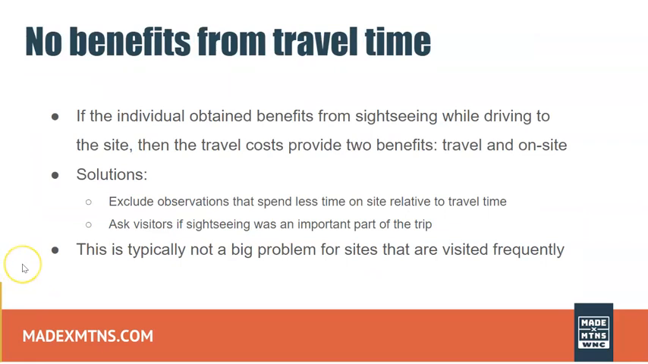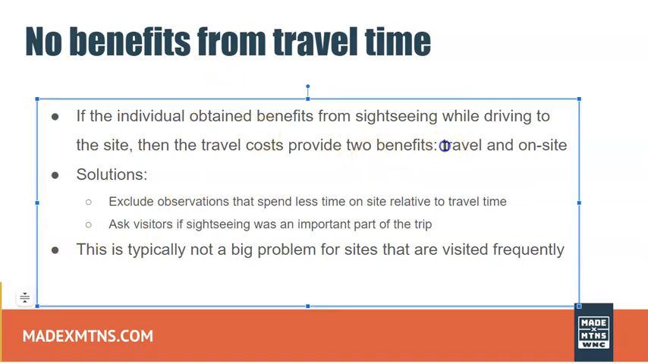Okay, in terms of no benefits from travel time, let's say that you go from your home to destination B, and along the way, you get a kick out of looking out your window and noticing pretty scenery. So that's a benefit of the drive. The travel cost method assumes that the drive itself is a cost. If that's not the case, then the travel costs themselves provide two benefits: the benefit of the travel itself, and the benefit of the on-site recreation.